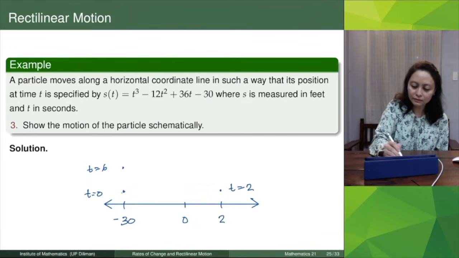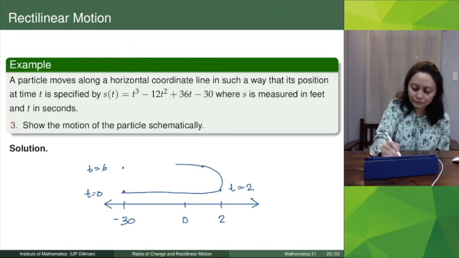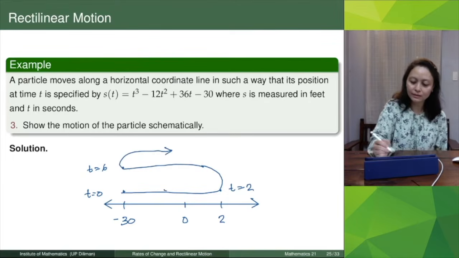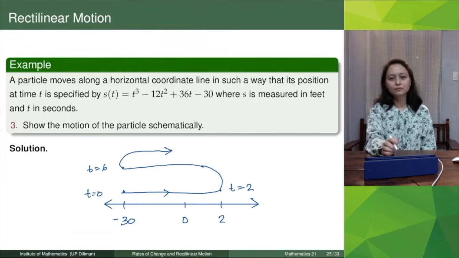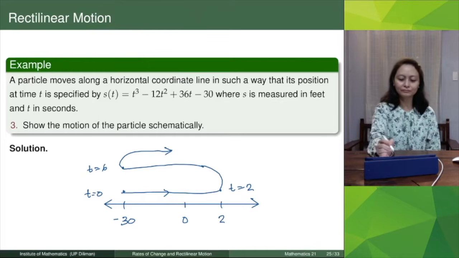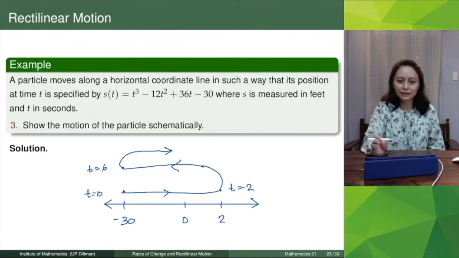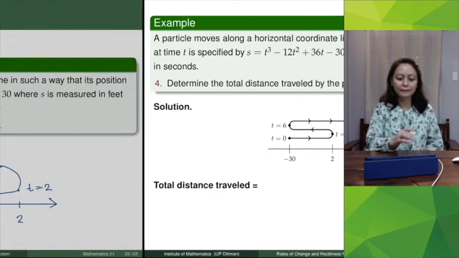Okay. Let's just connect. Ay, sorry. T equals 6, nag-change ulit ng direction. Okay. So, first, nag-move yung particle to the right. At t equals 2, nag-change ng direction. It moved to the left. And then at t equals 6, nag-change ng direction. It again moved to the right. Okay, so this is the motion of the particle.